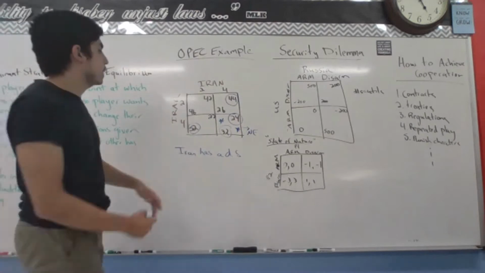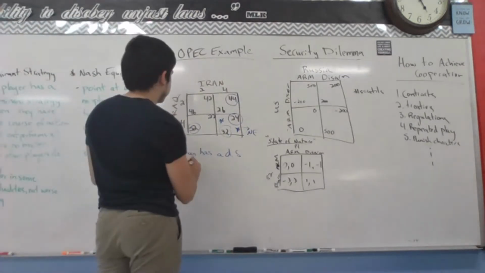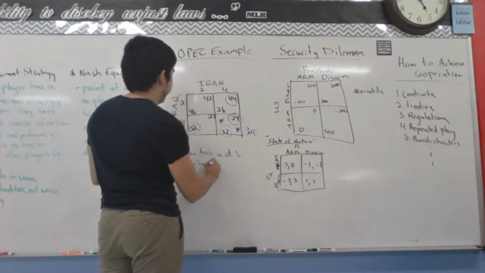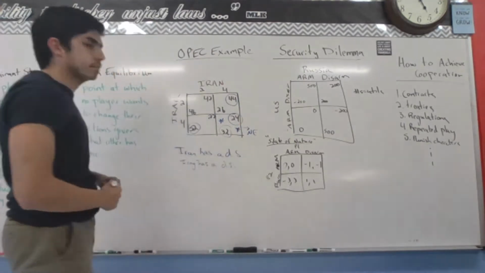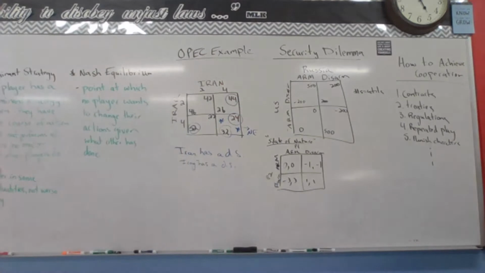So we can see Iran has a dominant strategy and Iraq has a dominant strategy. And so these games are the simplest to solve. It's pretty easy to find a Nash equilibrium if one player has a dominant strategy. And if both players have a dominant strategy, then the game is very easy to solve. Okay.